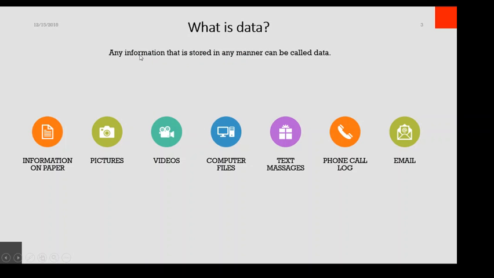So what is data? Any information that is stored in any manner can be called data. For example, information on a paper, picture files, video files, computer files, text messages, phone call log, emails. These are just a few examples of data getting stored on your phone, on your computer, or on a document. So that is data getting stored. So we are talking about data in the context of a computer and electronic form. We can classify document information as data as well, but let's talk about the electronic format.